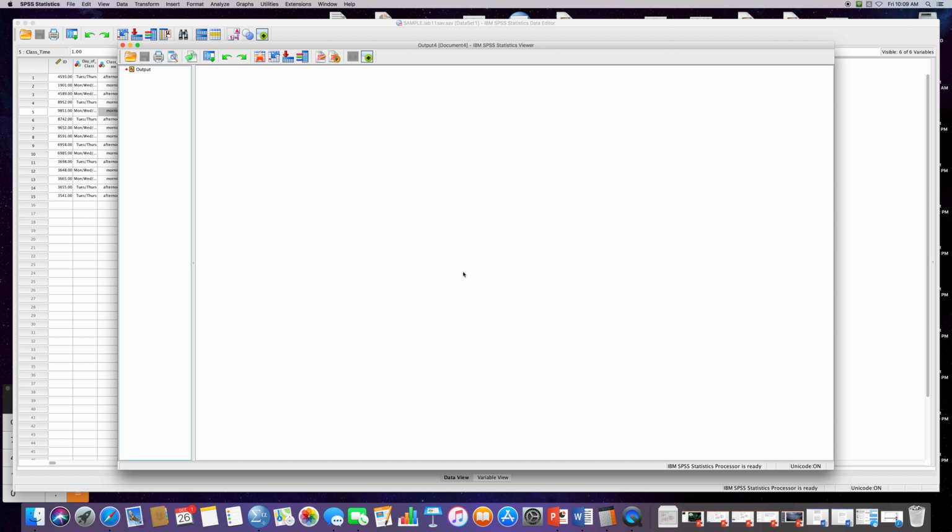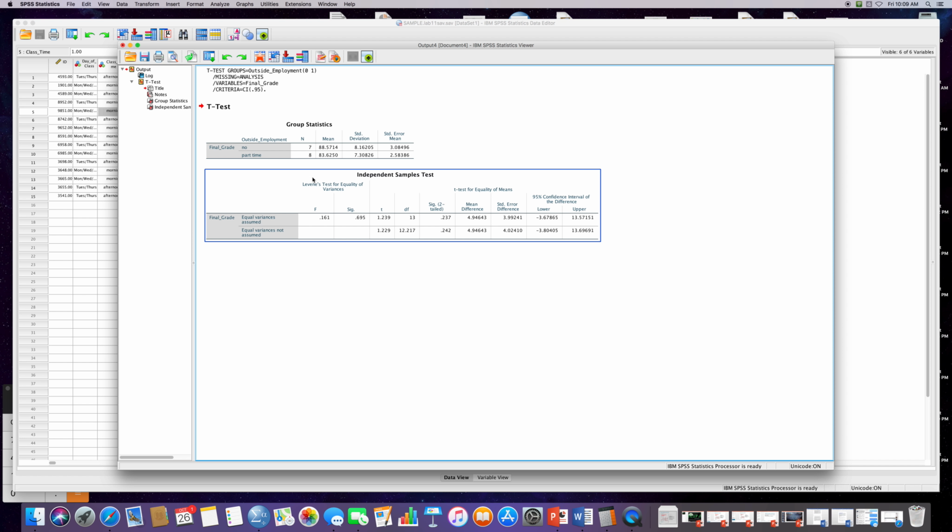So now our grouping variable is, did they have an outside job? The t value was 1.239 and the significance level was 0.23. So let's take a look here. If they don't have a job outside of taking their class, they have an average score of 88.57. 8 people said yes, they had a job, part-time while they were going to school, and they had a group average of 83. That's a lot of difference there, right?